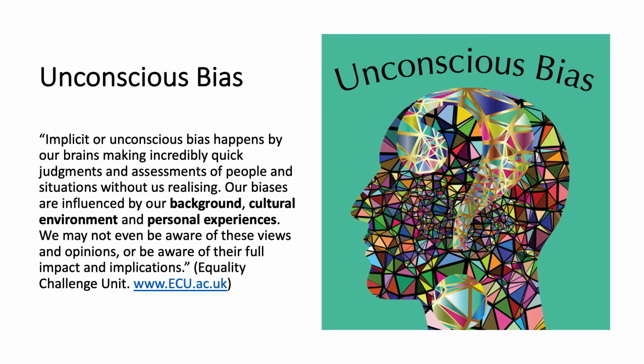So first of all, we have something called the unconscious bias. Now this is one explanation as to how our views, beliefs, attitudes and opinions are formed. So the unconscious bias relates to the implicit or unconscious bias happens by our brains making incredibly quick judgments and assessments of people and different situations without us realising.